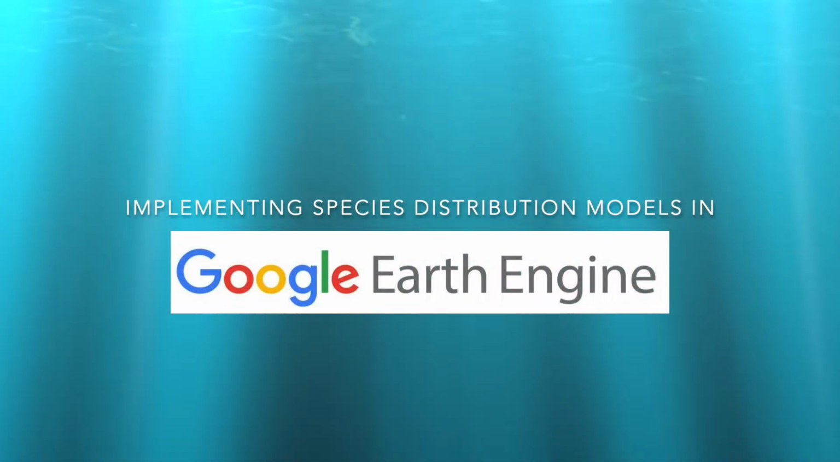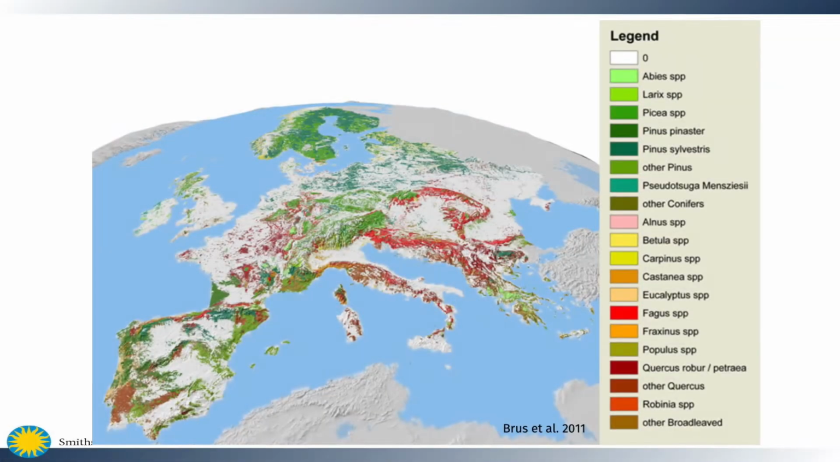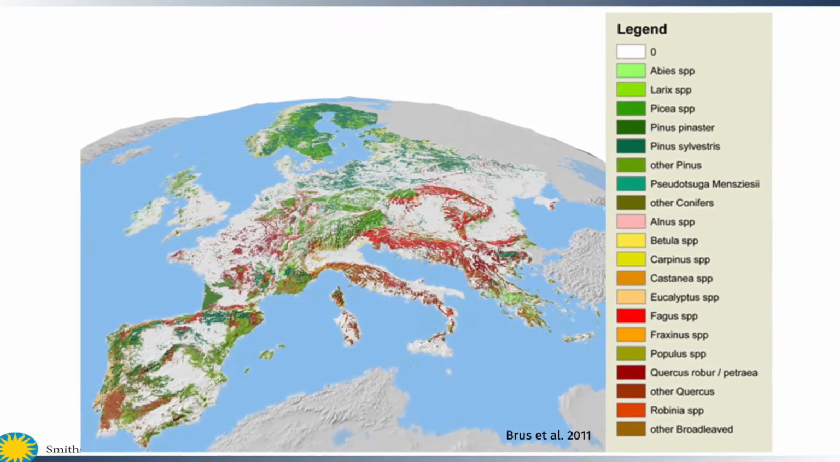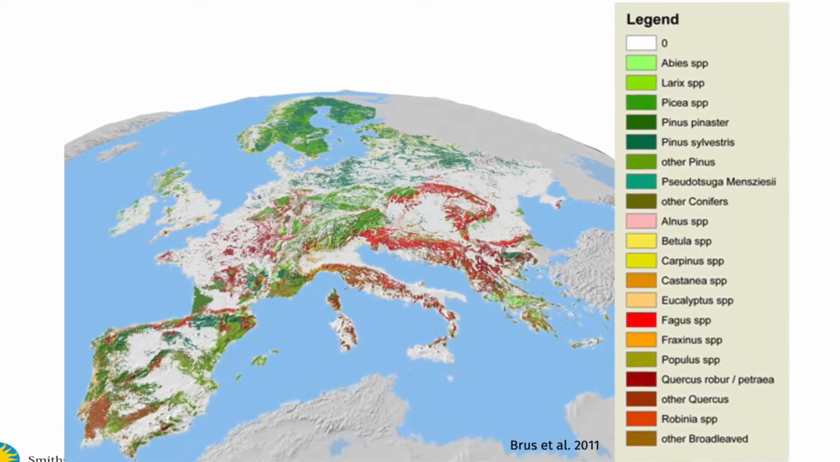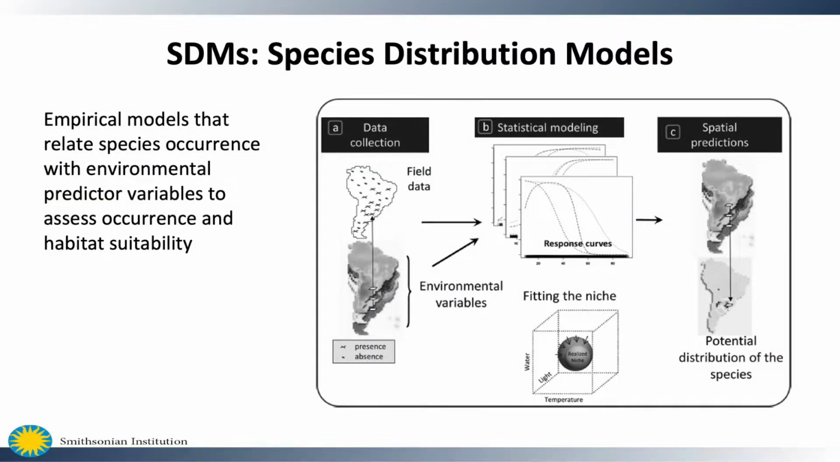Welcome to module number 4, implementing species distribution models in Google Earth Engine. Understanding where species occur in space and time has always been a fundamental question in ecology, and several models have been developed through the years to try to answer this question. This question has motivated one type of models known as species distribution models, or ecological niche models, or habitat suitability models. These are empirical models that link species locations with predictor variables so we can assess patterns of species occurrence and habitat suitability.